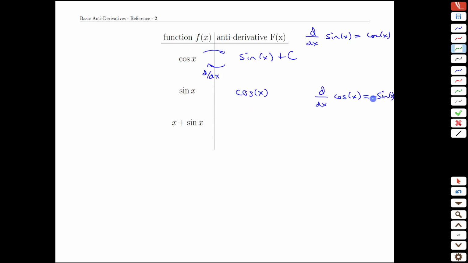If a negative pops out when we differentiate, we're going to need an opposite of that. So we get negative sine of x, which is positive sine of x when we're done. This is what I'm aiming for, so I need to have negative cos of x in my antiderivative. And again, with the addition of the possibility of plus c.